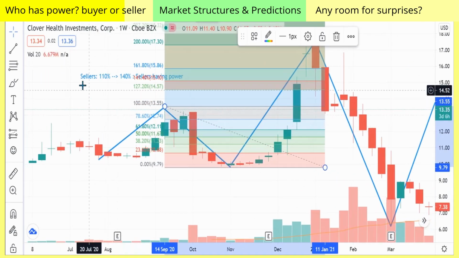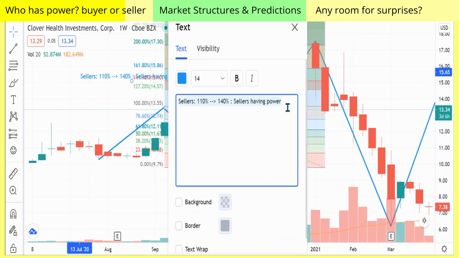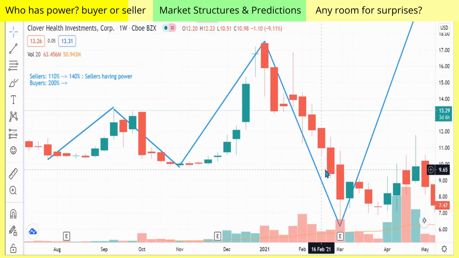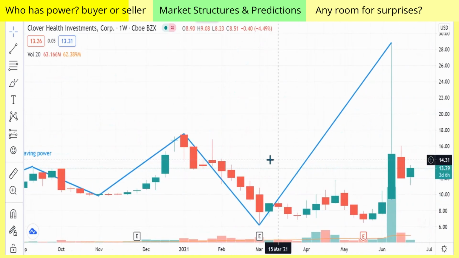Now I'll amend the text. We're talking about the buyer, now making a 200% up move. Now we will see what about the second loop. So now we have a second move.